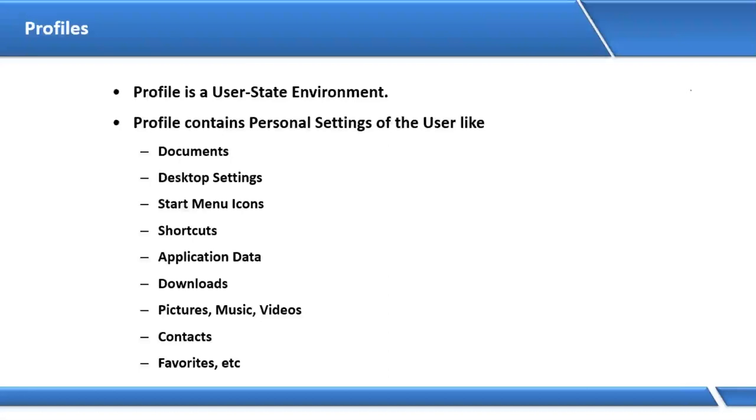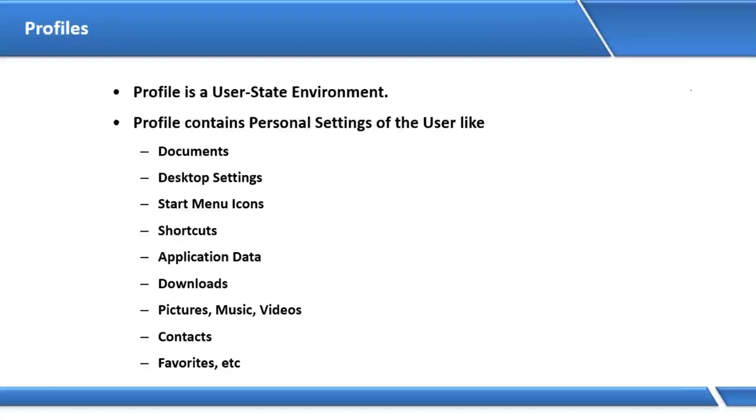The server gives authentication, but whenever the user logs in to any client operating system, that client machine's operating system creates one profile for the user. The profile contains the user's personal settings. If the user stores data in these items, it is stored in that particular user's profile, right? And one user cannot access another user's profile.